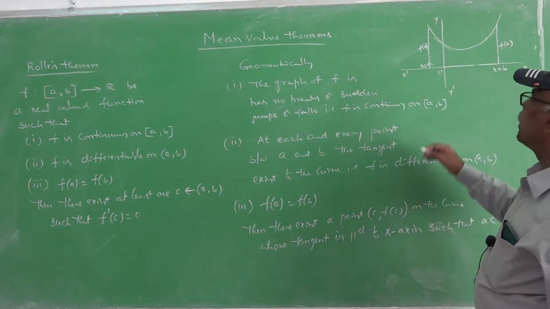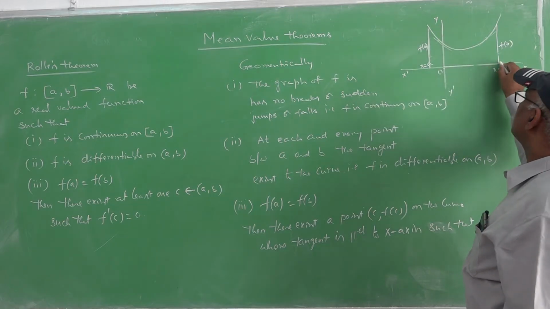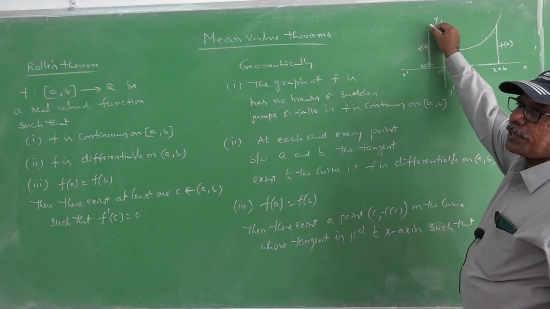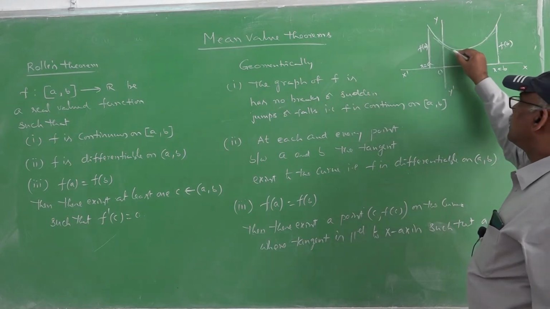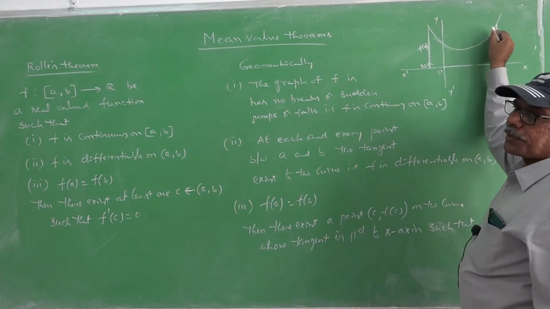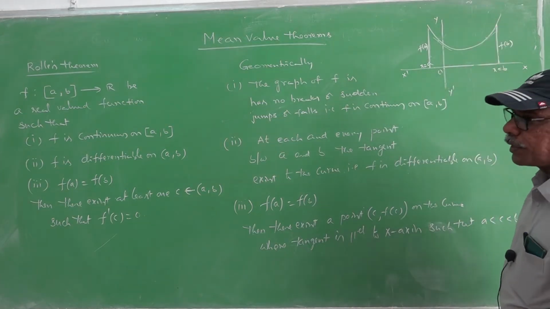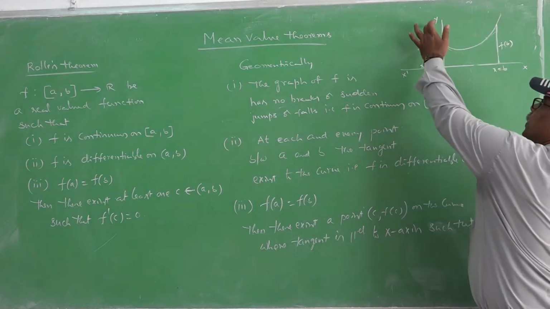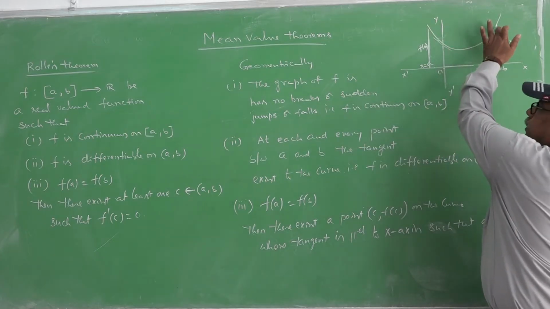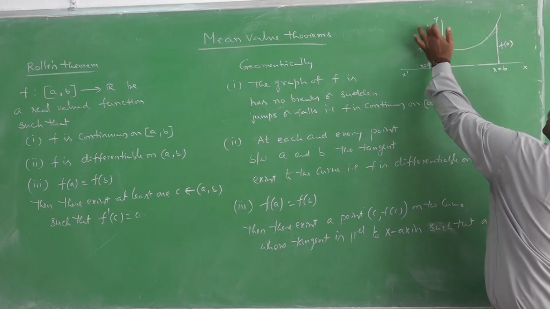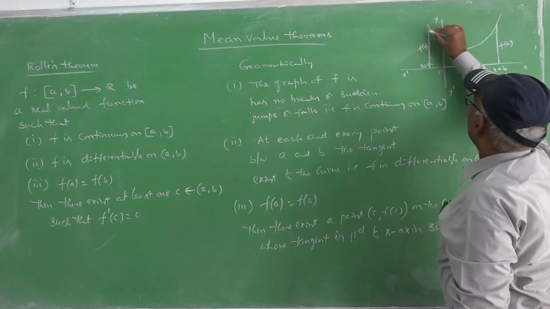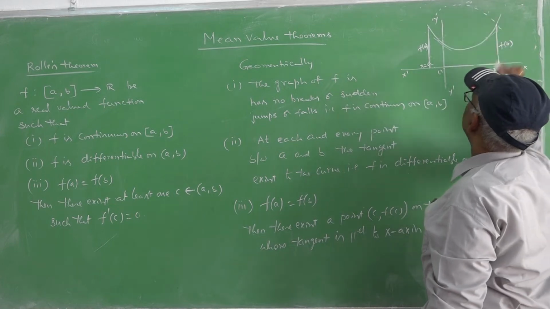And f of a equal to f of b, this length equal to this length. Once f of a equals f of b, the function is decreasing as well as increasing, or increasing as well as decreasing. The graph of the function is like that. It should be decreasing to a certain point and then increasing from that point, or it is increasing up to a certain point and then decreasing. The graph may be like this also.